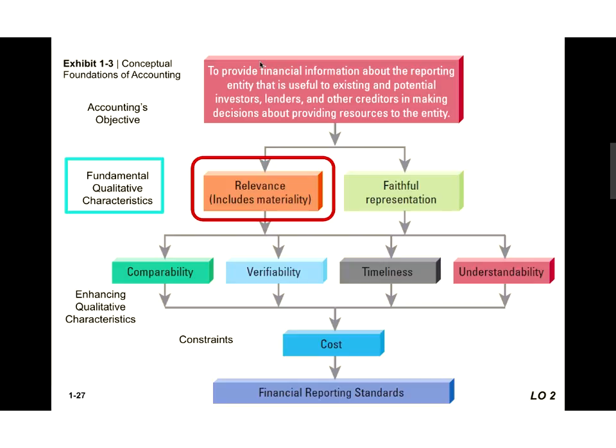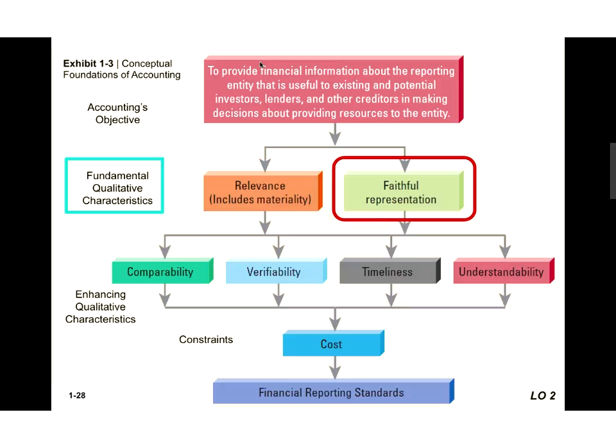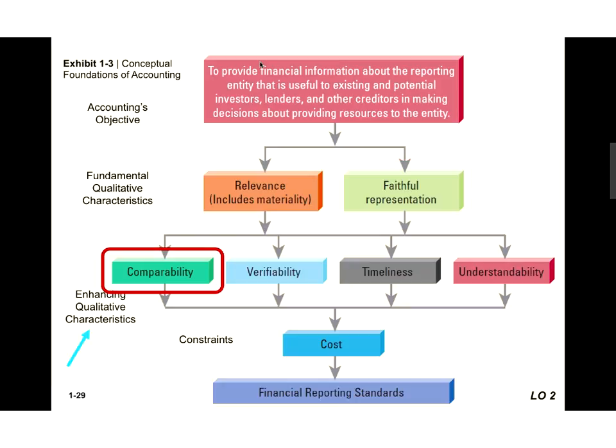When we talk about accounting, you want to take a look at Exhibit 1-3. It's going to talk about things like the fundamental qualitative characteristics of accounting, that it's relevant, that we're reporting information that makes a difference. And faithful representation, that represents what's actually going on in the business. Again, I would look at Exhibit 1-3. We're not going to read all of this right now.